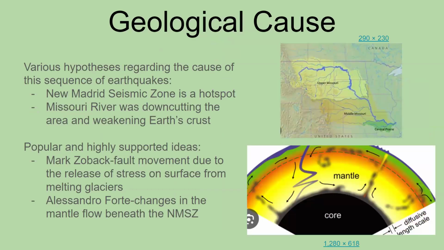There are various hypotheses regarding the cause of this sequence of earthquakes. Some say that the New Madrid seismic zone is a hotspot. Others say that the Missouri River was downcutting the area and weakening the Earth's crust.